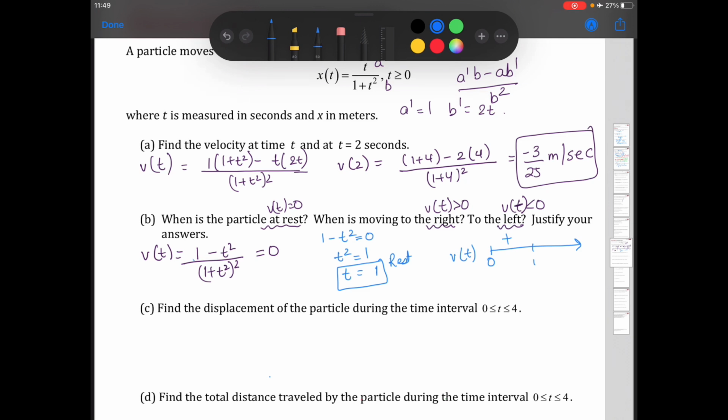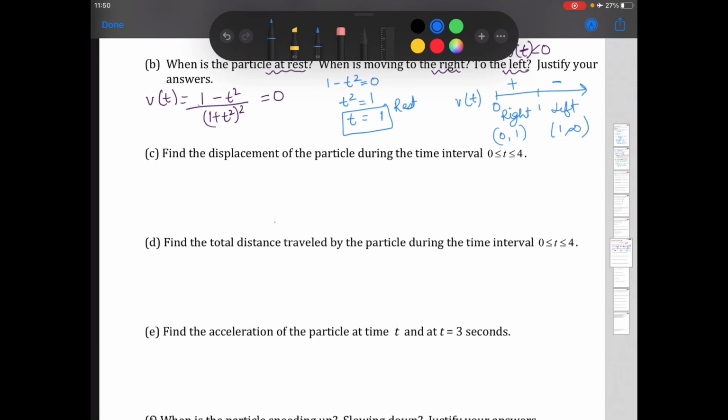Similarly, if I pick a number in my interval to the right of 1, I end up getting a negative number. So it's moving to the right from 0 to 1. And it's moving left from 1 to infinity.